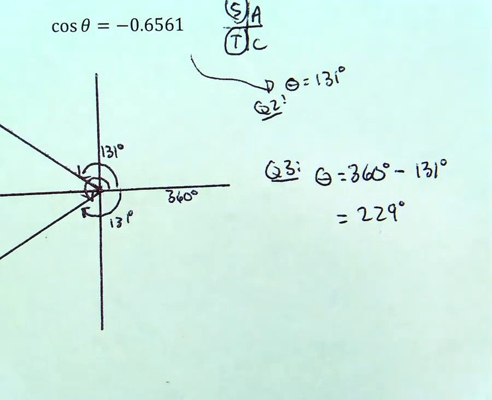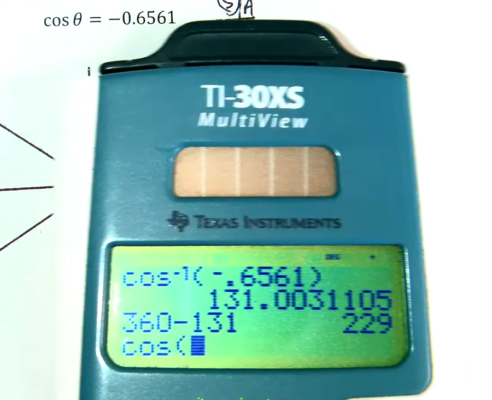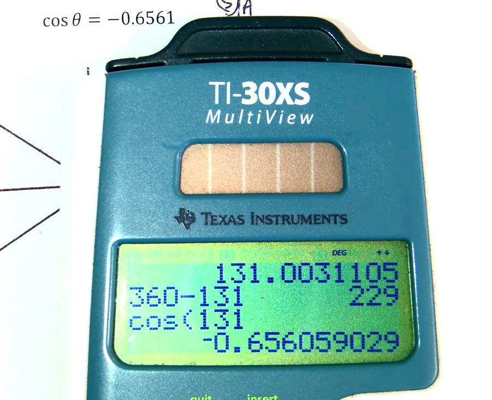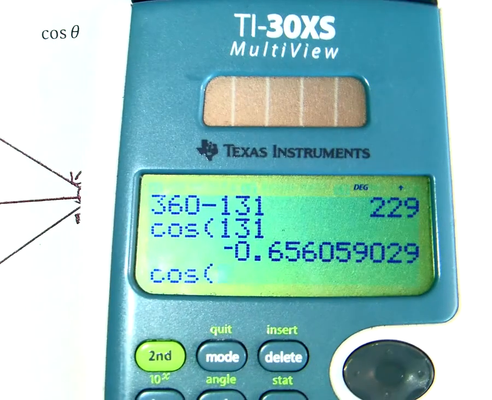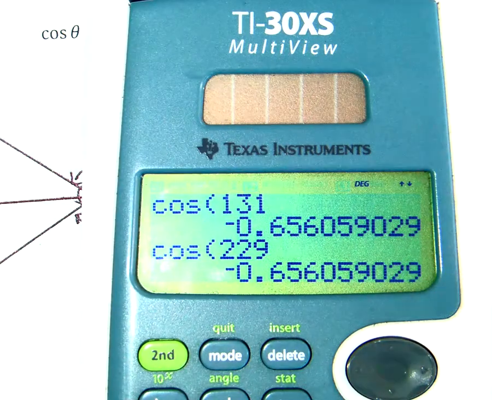Okay, and just to double check on my calculator, cos 131 gives me negative 0.6561. Cos of the other one, 229, gives me the exact same number, negative 0.6561. Okay, hope that helps.